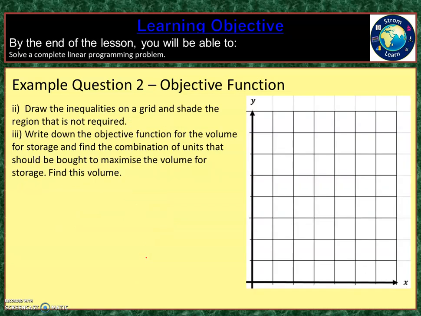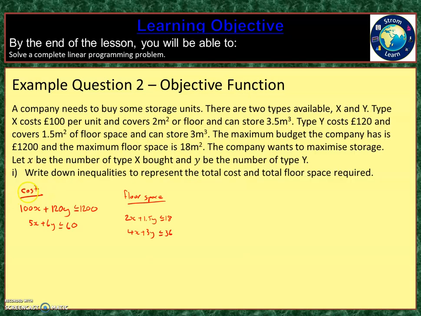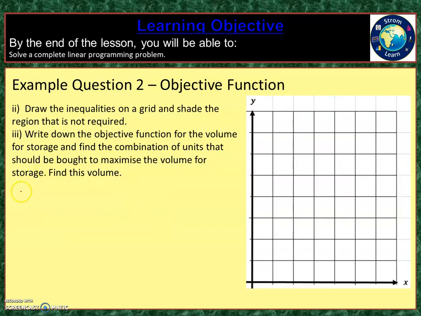So draw the inequalities on a grid and shade the region that is not required. Okay, so let's just make a note of those two. So what do we have? 5x plus 6y is less than or equal to 60. And then we had 4x plus 3y is less than or equal to 36.